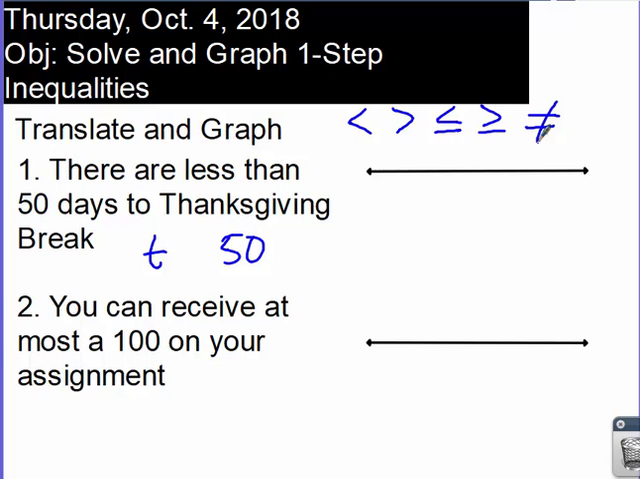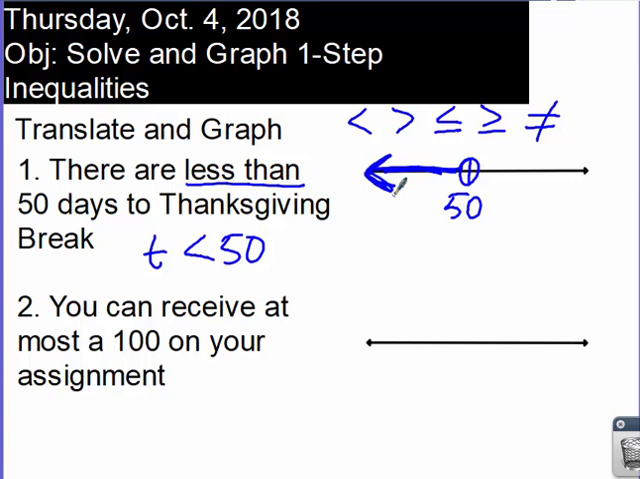So in this one right here, it says that there are less than 50 days to Thanksgiving break. Well, when it says less than, that's kind of an easy one because it automatically tells you the symbol to use. T is less than 50. So if I asked you to graph that, we'd come over and do a quick graph, have a 50 there in the middle. And since it says just less than, that's going to give me an open circle on 50 because it's not going to include 50. And we're going to shade to the left because less than means to the left of.